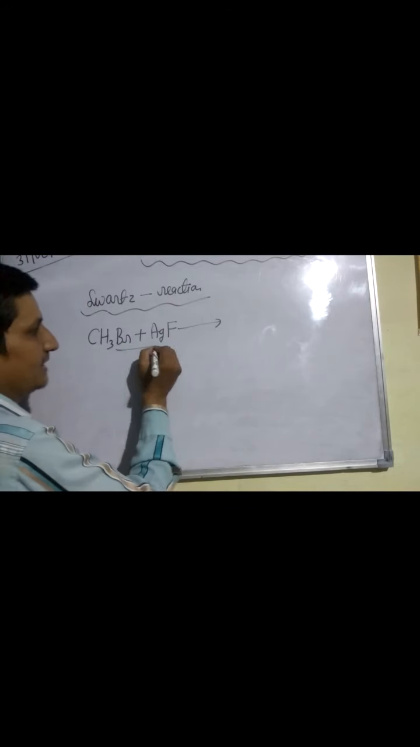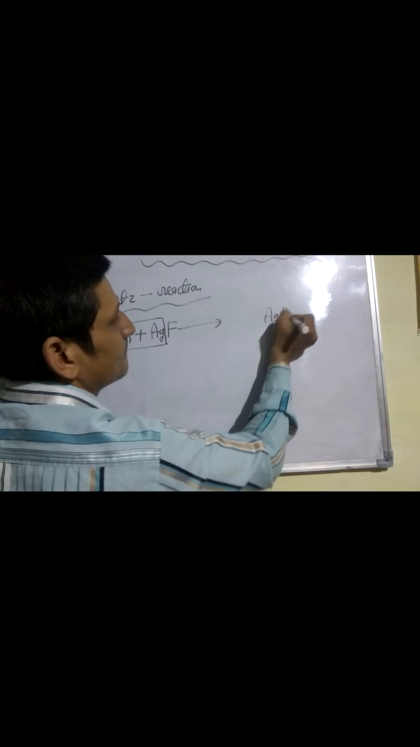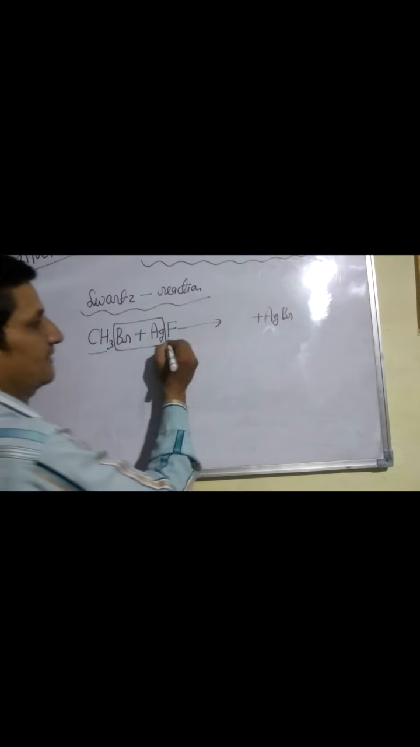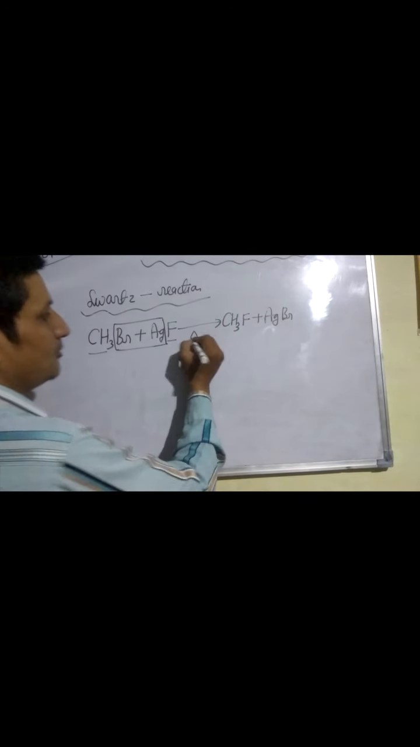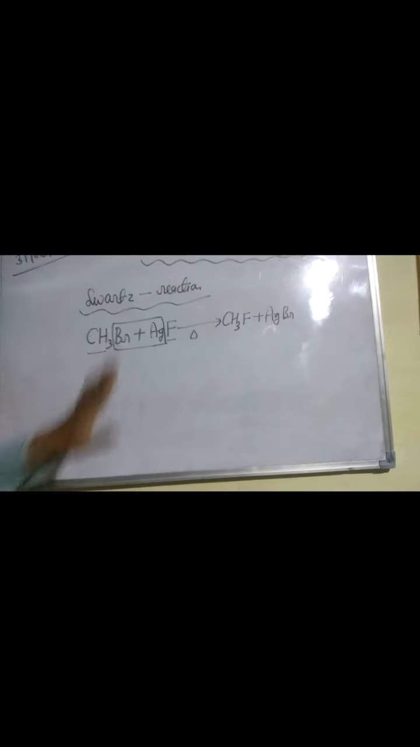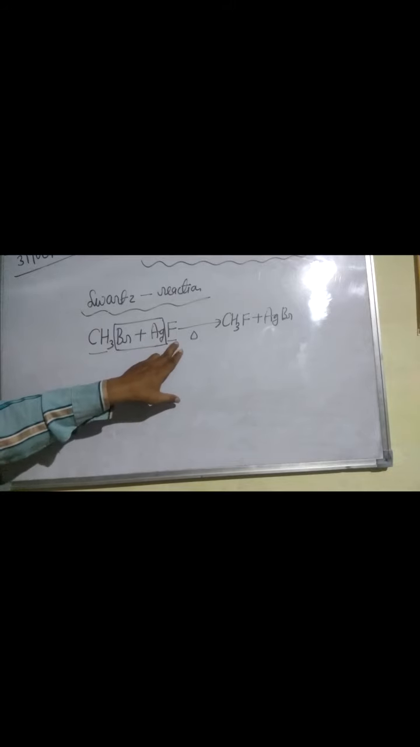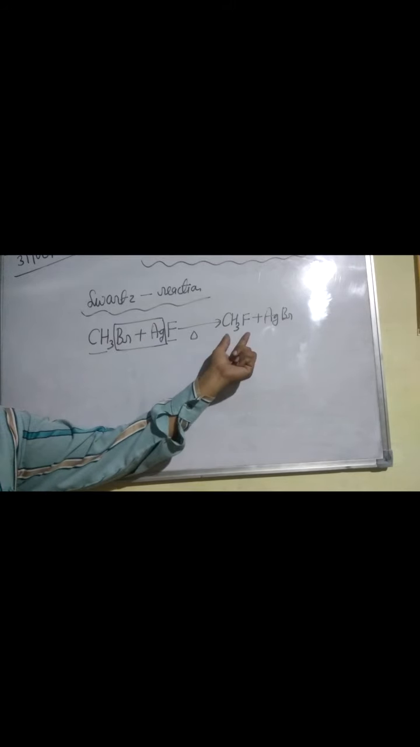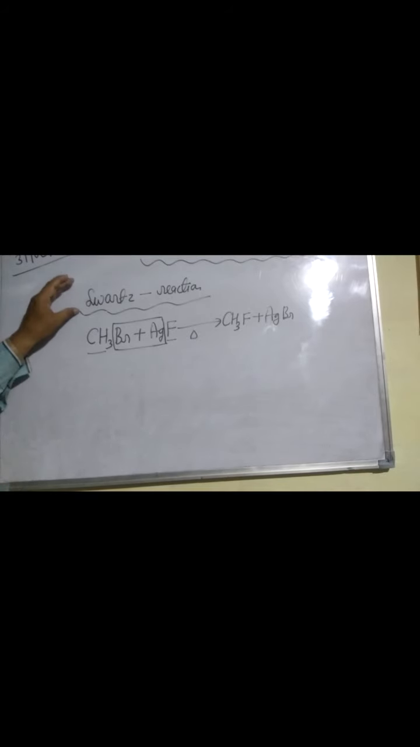Then Ag and Br combine to form AgBr, and we get CH3F. CH3F is called methyl fluoride. Once again, the Swarts reaction: when methyl bromide is heated with silver fluoride, then methyl fluoride is formed. This reaction is called the Swarts reaction.